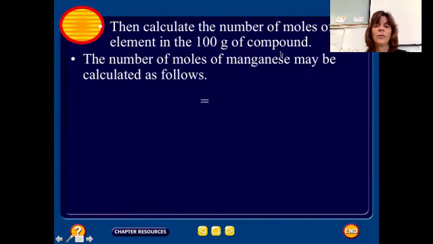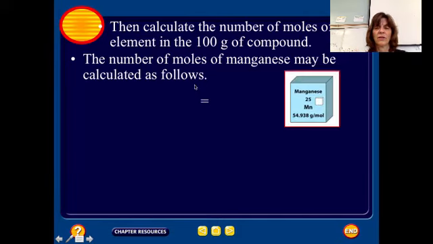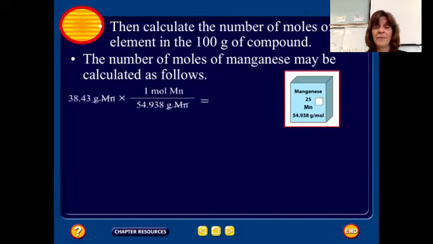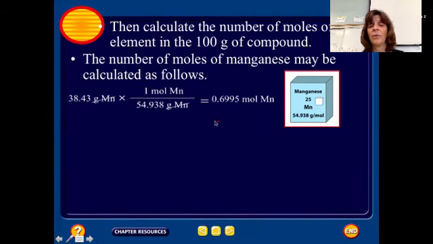Then calculate the number of moles of each element in the 100 grams of the compound. The number of moles of manganese may be calculated as follows. Here's our molar mass of manganese. If we take that 38.43 grams, which we got from the 38.43%, divide it by the molar mass, we find that that 100 gram sample would have 0.6995 moles of manganese.